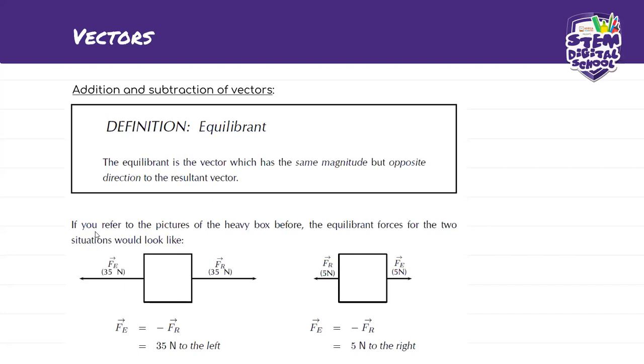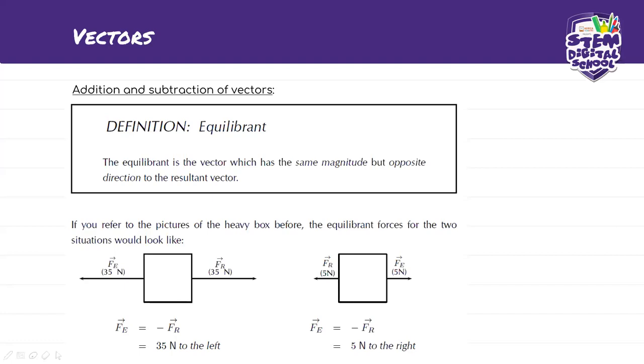So there it is. Our F equilibrium will be equal to the minus force of resultant, which will be 35 newtons to the left. Even here, we had our resultant force on the left-hand side, so our force equilibrium will be 5 newtons to the right. I hope you now understand the difference between the resultant force and the equilibrium force.